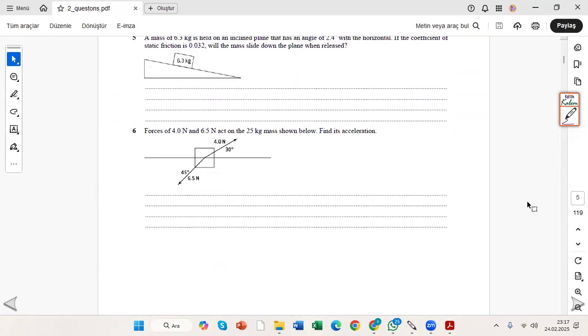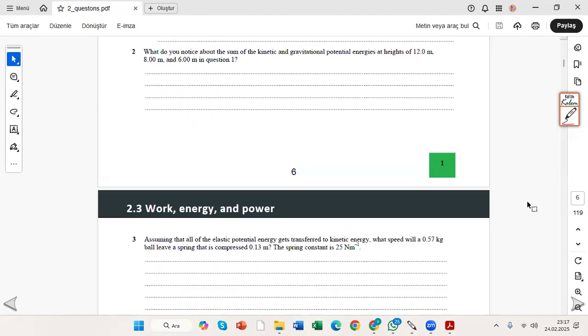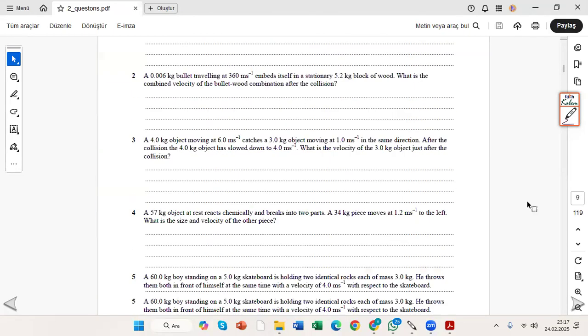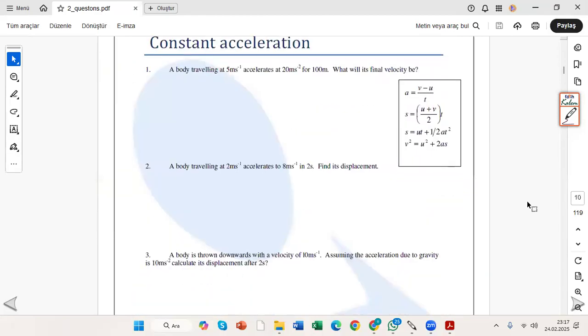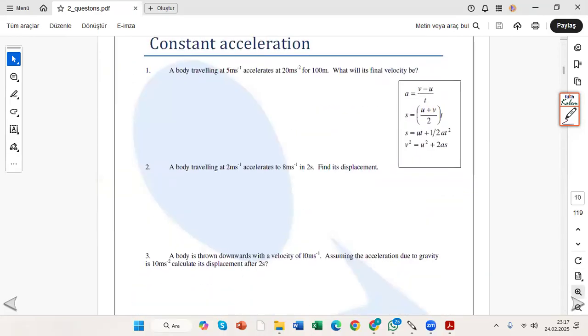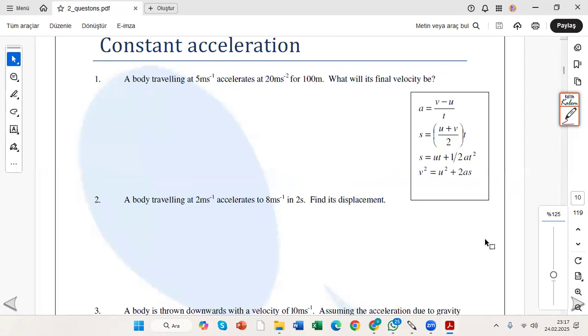Just a second. I know some sample questions, and I'm going to show you simple questions. Okay, let's start with the first question here. A body traveling at 5 meters per second accelerates at 20 meters per second squared for 100 meters. What will its final velocity be? Okay, let's look at this question.